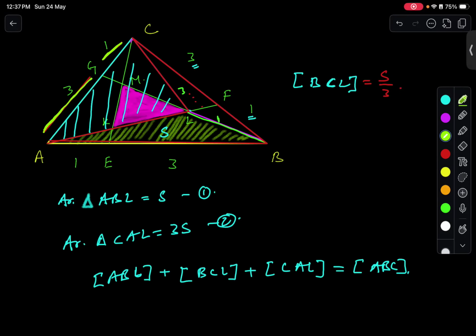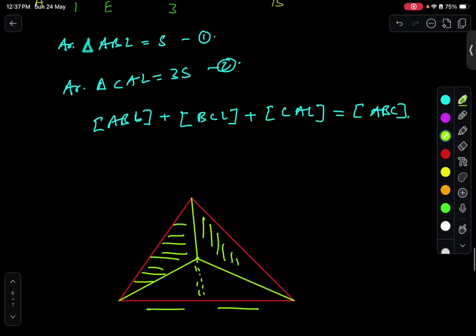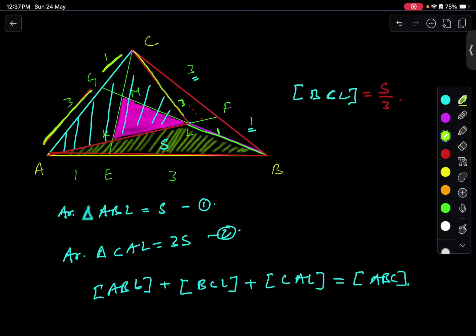And the triangle we have formed here is CLB and ALB. This is S. We don't have any idea what that is. But this divides in the ratio 3:1, which means this area is 3 times of this area, and this is already given S. So can I say this will be nothing but S by 3? So this will be S by 3.